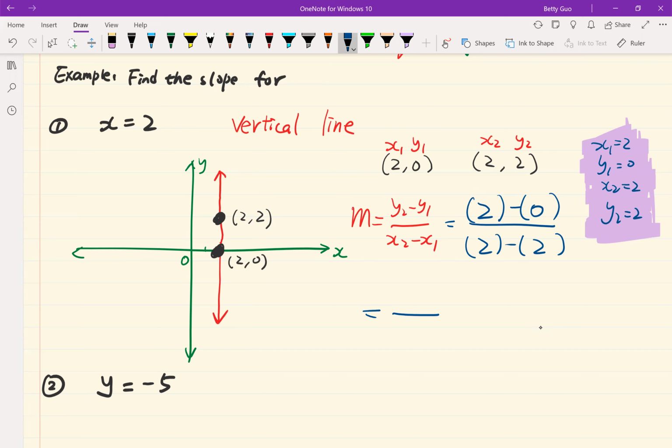What's the numerator, 2 minus 0? 2, right? 2 minus 0 is 2. Denominator, what's 2 minus 2? 0. Okay, use your calculator. Tell me what the calculator tells you when you divide 2 by 0.